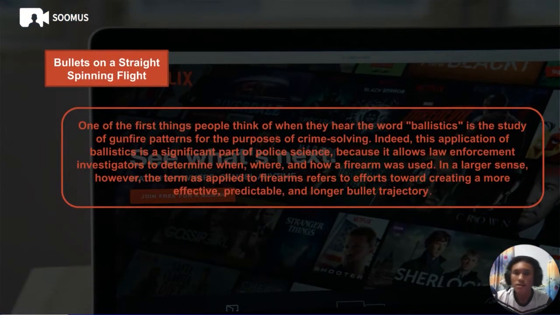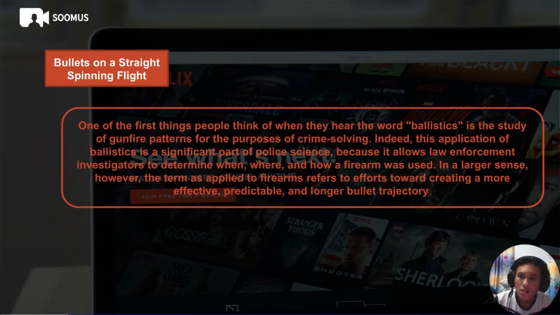Okay, next we use this concept in bullets. One of the first things people think of when they hear the word ballistic is the study of gunfire patterns for the purpose of crime solving. This application of ballistics is a significant part of police science because it allows law enforcement investigators to determine when, where, and how a firearm was used.